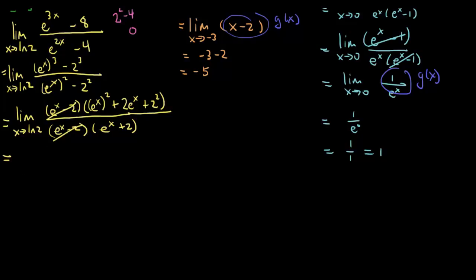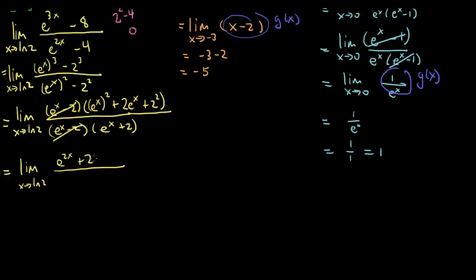So what's left over here? Let me erase real fast, give ourselves a little more room. What's left over equals the limit as x approaches the natural log of 2 of, let's see, e to the, we can just say 2x now.